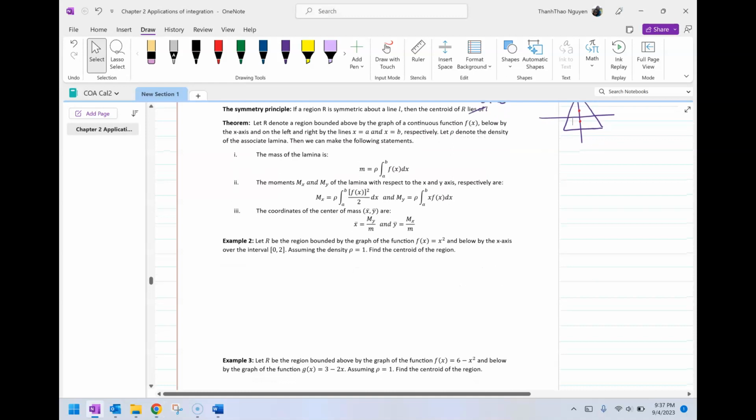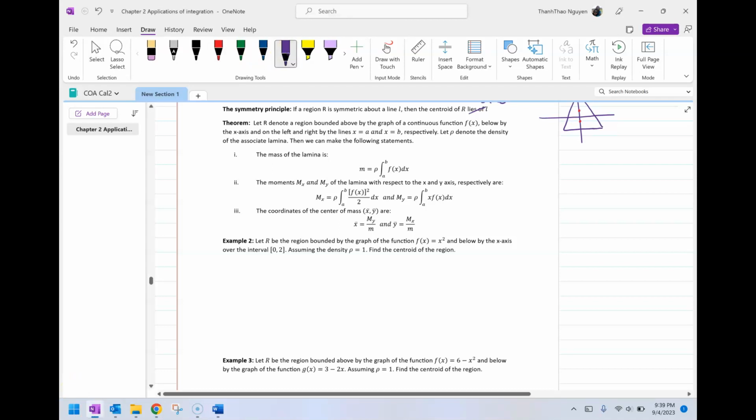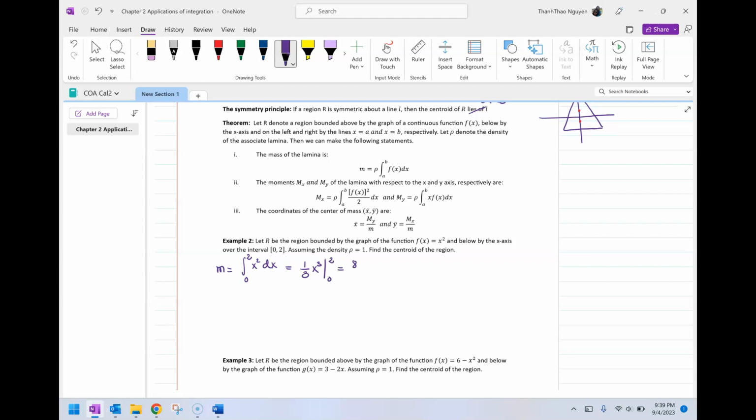Okay. So let R be the region bounded by the graph of the function f of x equal to x squared, and below by the x-axis over the interval 0, 2, assuming that the density equals 1, and let's find the centroid of the region. First, let's calculate the mass of the lamina. So m equals rho, that is 1, times the integral from 0 to 2 of x squared dx. That is 1/3 x to the third, evaluated from 0 to 2, and that is 8 over 3.